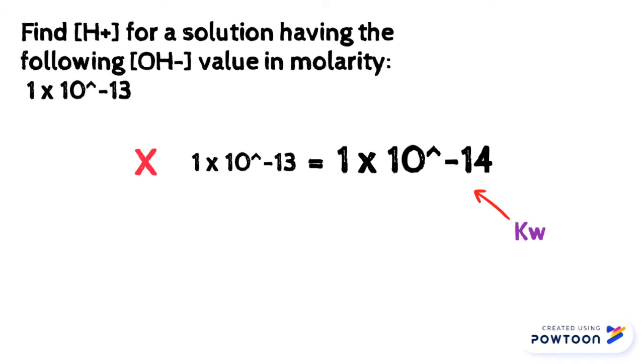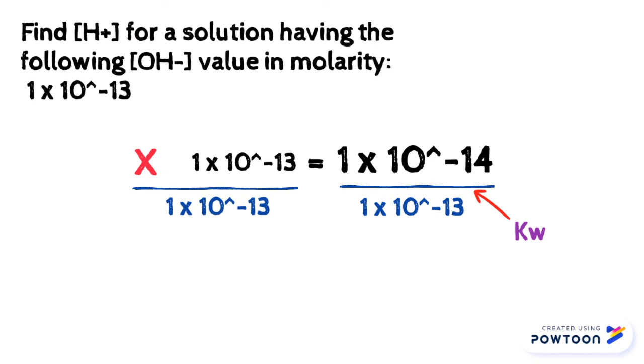To solve we must isolate X by dividing both sides by 1 times 10 to the negative 13th. We should get 0.1. Add the proper unit for molarity and you're done.